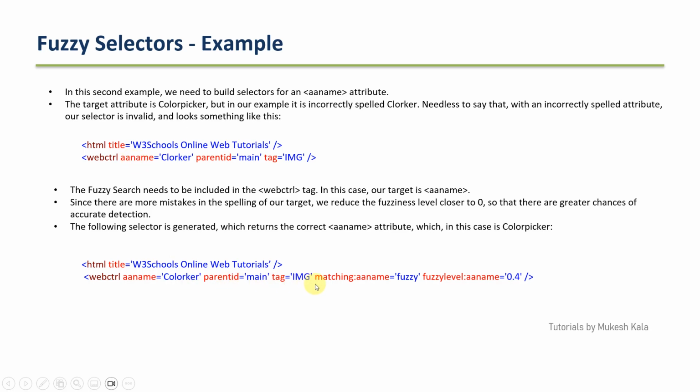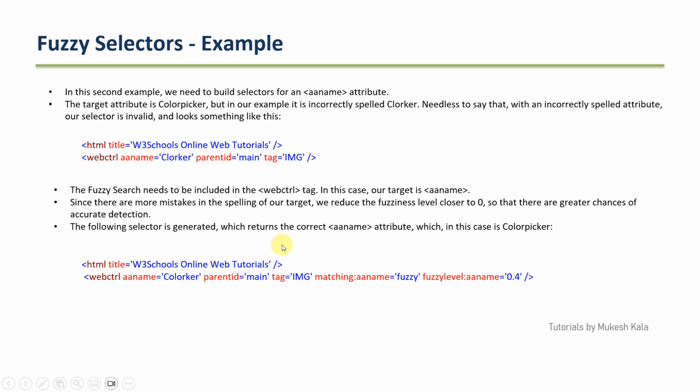Now which is the attribute name here? The attribute name is AA name. So all you do is when you are creating the selector, you would say matching of AA name. Why am I writing AA name here? Because this is where the problem lies. So AA name is equal to fuzzy. Then you have to write fuzzy level colon AA name and 0.4, right? Because color picker and color cur are very far away. So that's why 40% matching. If I increase it to 80, it won't work, right? 0 would match everything. 1 means exact 1-to-1 match, right?